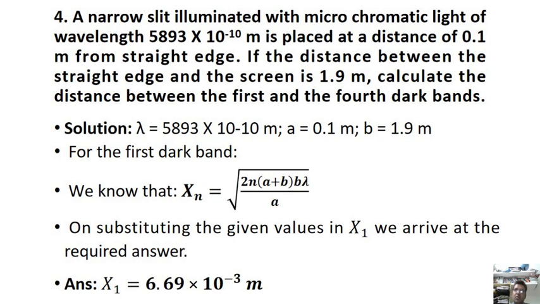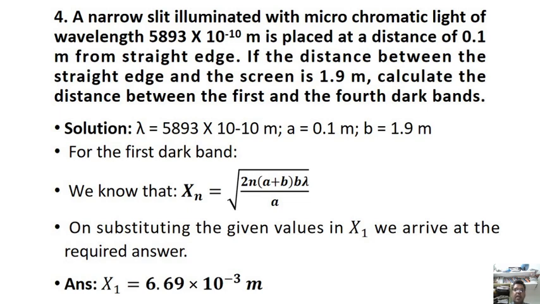So lambda is equal to 5893 into 10 to the power of minus 10 meter. A is equal to 0.1 meter. B is equal to 1.9 meter. For the first dark band, we know that xn is equal to square root of 2n (a plus b) lambda by a. So substitute the values.